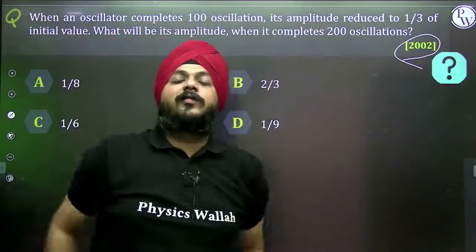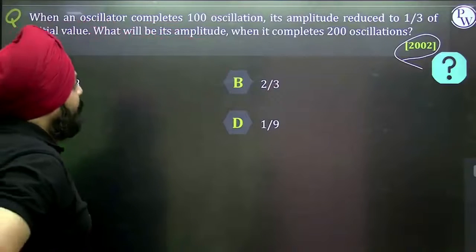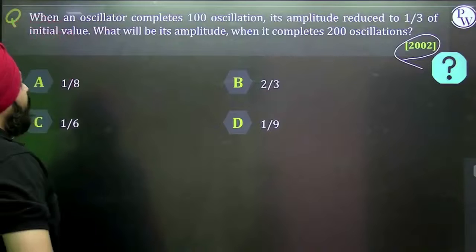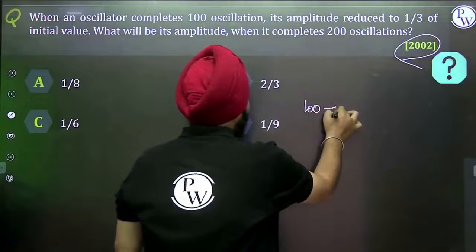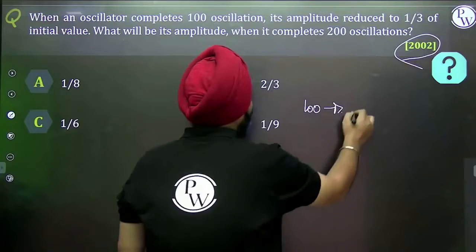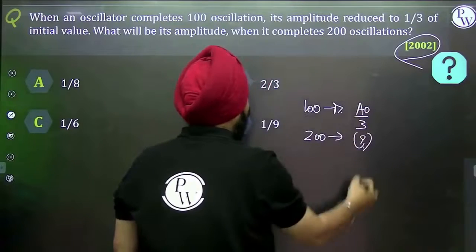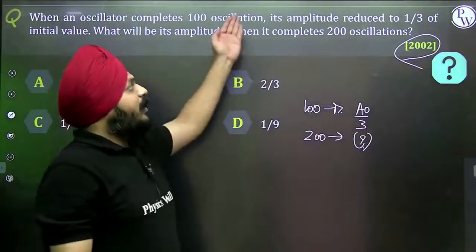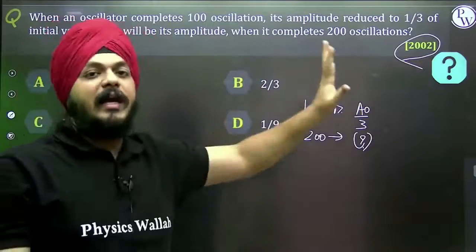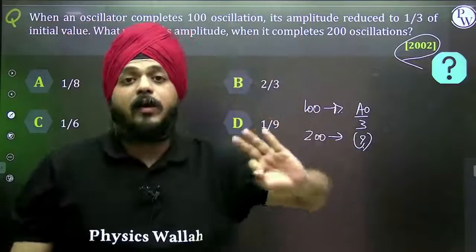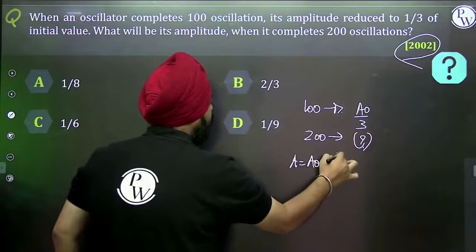Apart from this, lots of things are there. Okay, the question asked in 2002: when an oscillator completes 100 oscillations, its amplitude reduces to 1/3 of the initial value. On completing 200 oscillations, what will be its new amplitude? Now see here, amplitude is getting reduced. By seeing the question, we are easily able to understand this is a case of damped oscillations, and we need to apply this equation: A = A0 e^(-bt).